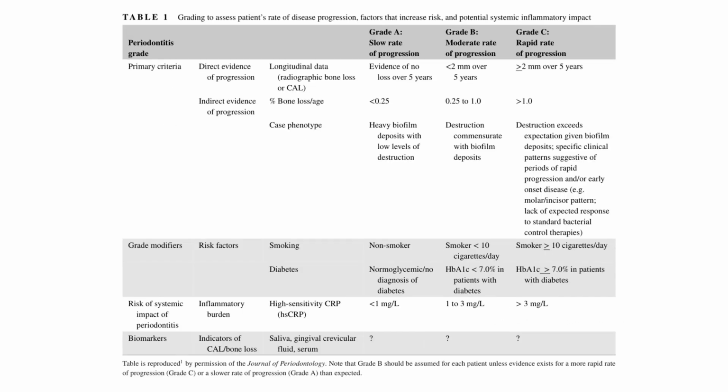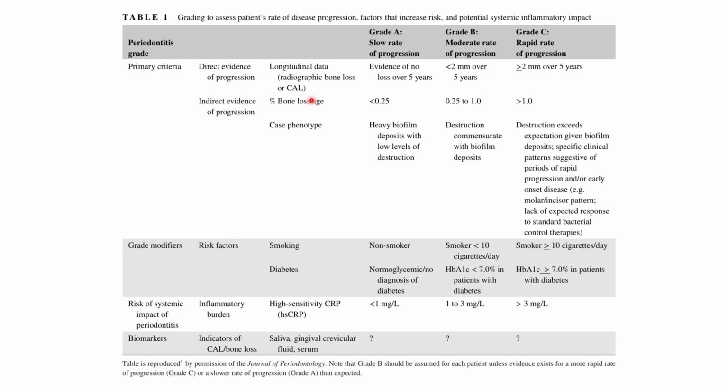So back to the slide for grading. So the progression, as we said, if we have no previous records, we would use the percentage of bone loss per age or the case phenotype. So case phenotype means if we have here in grade B, that we will assign most patients to before moving on, and according to evidence we can move the patient, is that the destruction is proportionate to the amount of biofilm deposits that we can see. If we have heavy biofilm deposits with low level of destruction, that would be slow rate of progression, grade A.